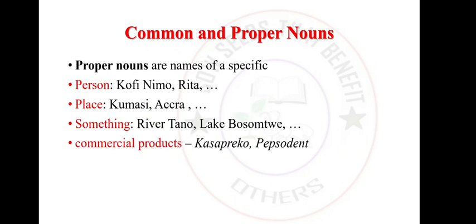Then, commercial products, Casapreco. It is a name of a product, so it is a proper noun. Pepsodent is a proper noun. Just jot it down. Pepsodent. What is the common name for Pepsodent? Put it down. You are a brilliant student. I'm sure you mentioned toothpaste, because Pepsodent is a toothpaste.